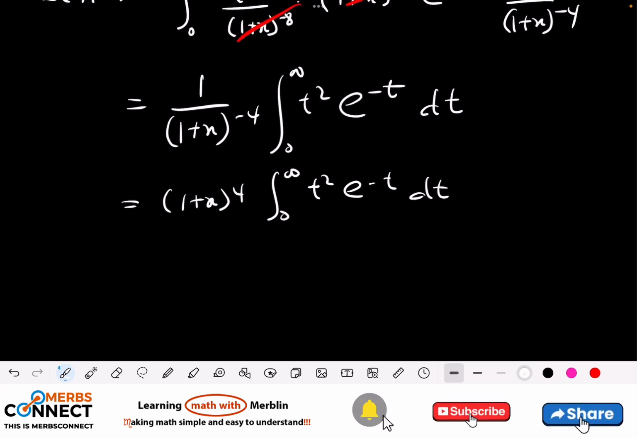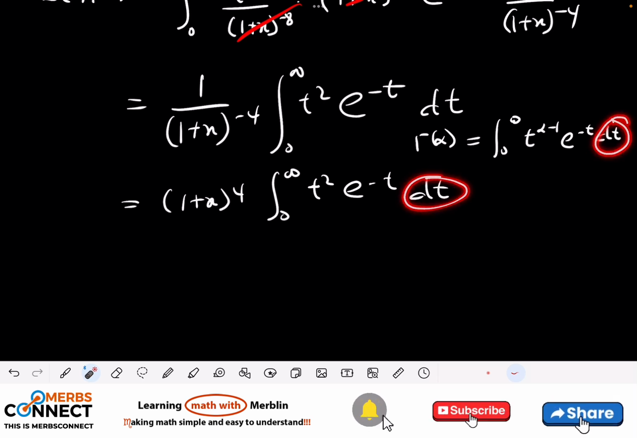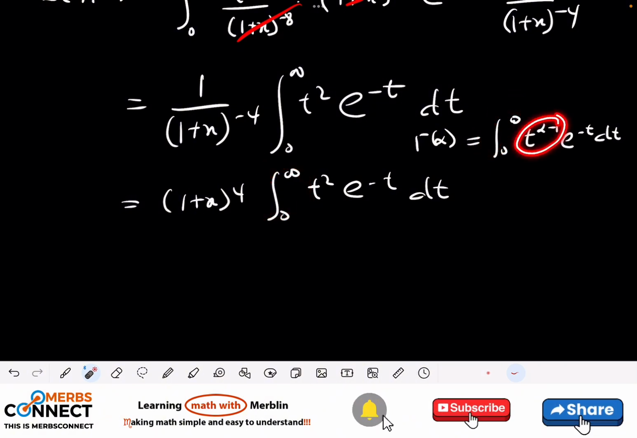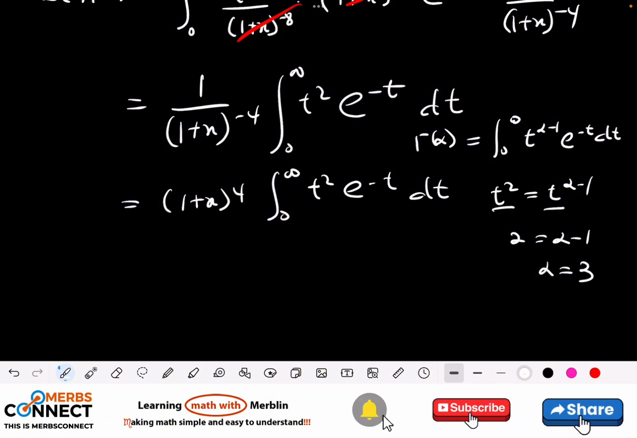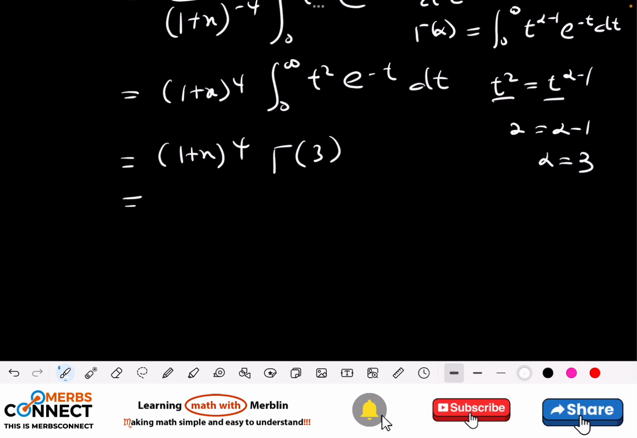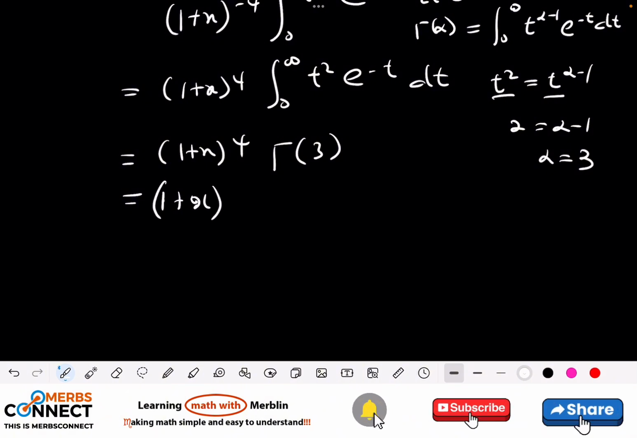Now what is gamma? We saw that gamma of alpha is equal to the integral from 0 to infinity of t to the power alpha minus 1, e to the power minus t, dt. So the integrand here is equal to this, which means this is also equal to this. So I'm going to have t squared equal to t to the power alpha minus 1. And then since the bases are the same, I equate the exponents, and alpha will be equal to what? 3. So this is going to be 1 plus x to the power 4 times gamma of 3.